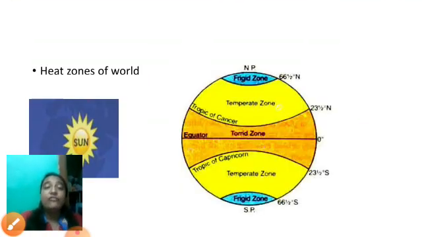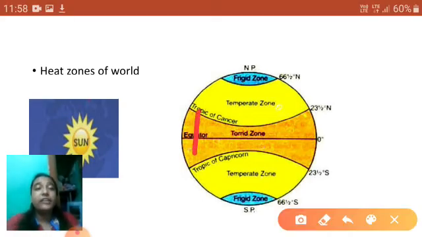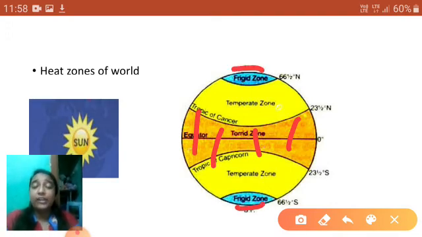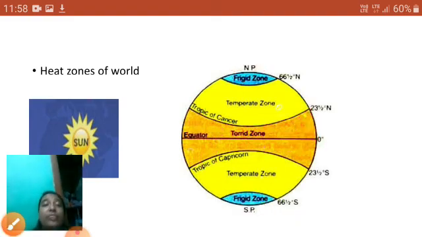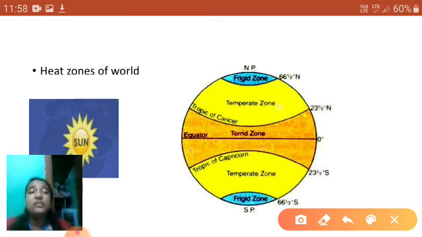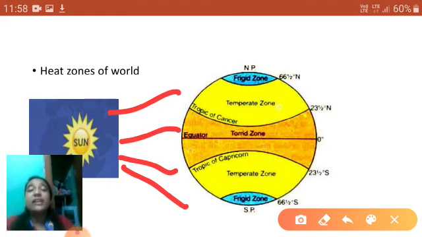Okay, next, we divide Earth also on the basis of heat zones. See, this is the torrid region. In this particular region, you know, Earth is not exactly spherical in shape. It is quite flattened at the poles, and here it will be bulged. So when it is bulged here and flattened here, do you think the sun rays will fall equally? No. Towards the equator, it will fall very much.